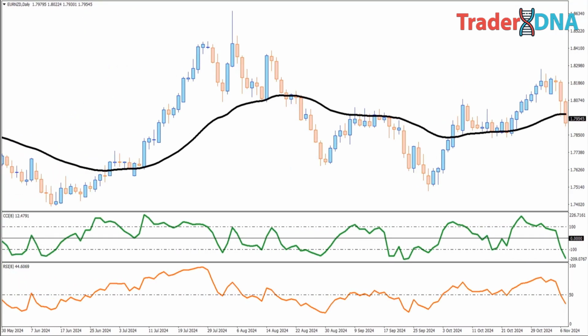Take a look at this. Right here, after the price moved sideways around this moving average line, it suddenly broke out and surged upward. As a result, we secured an incredible profit from this trade.